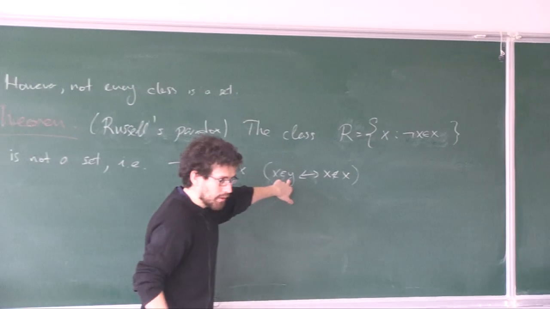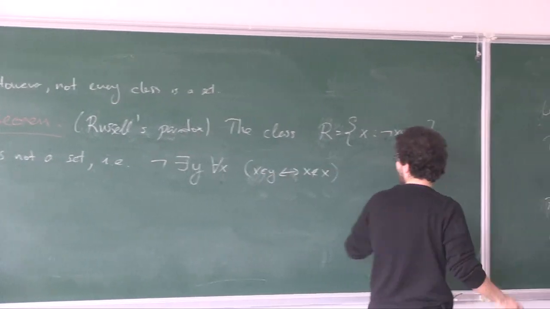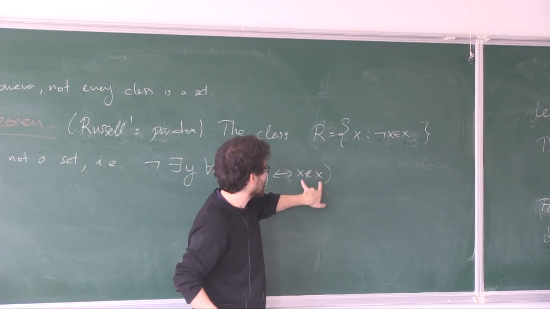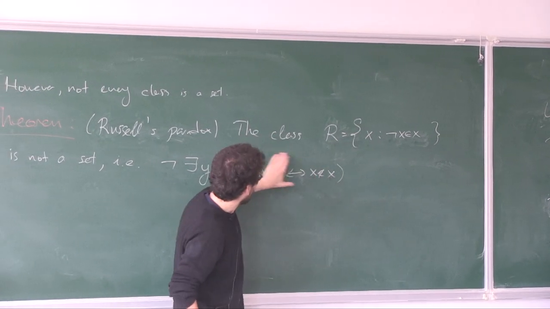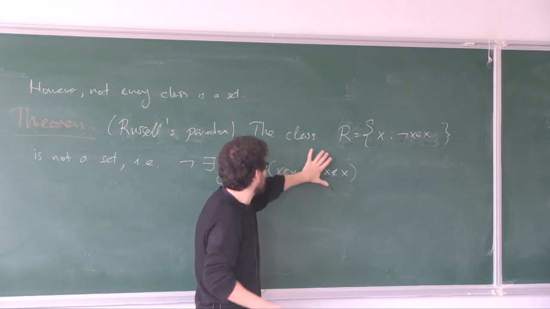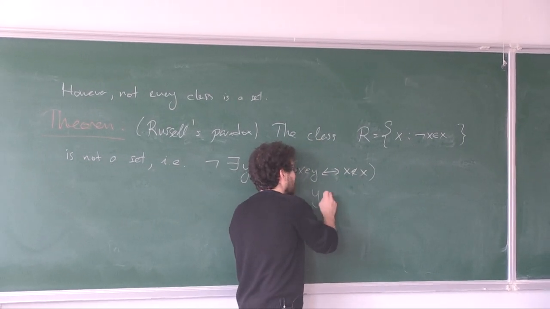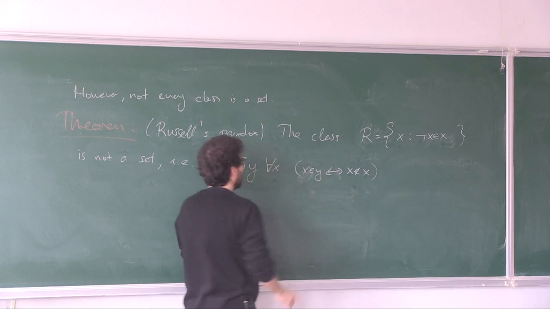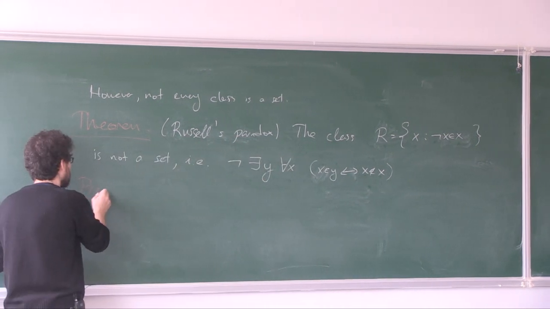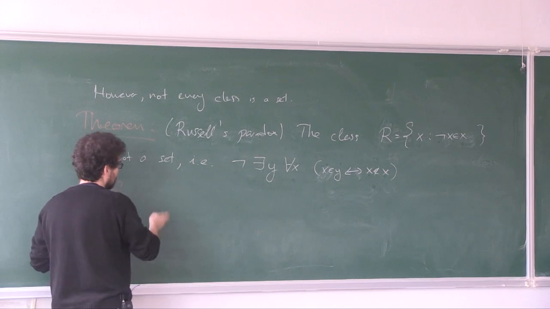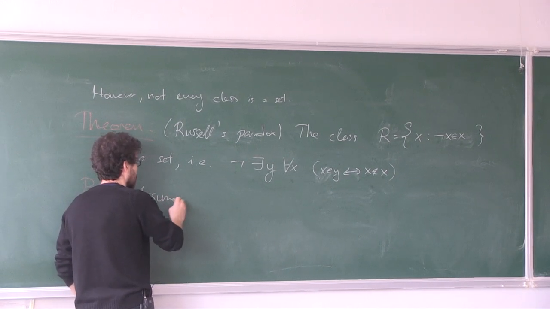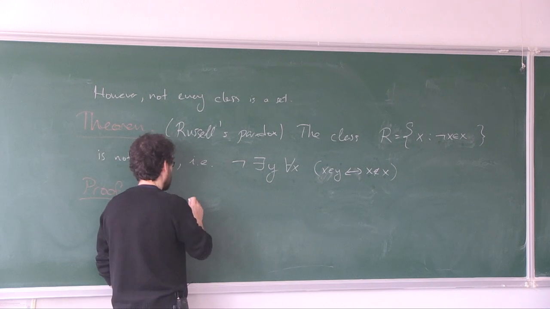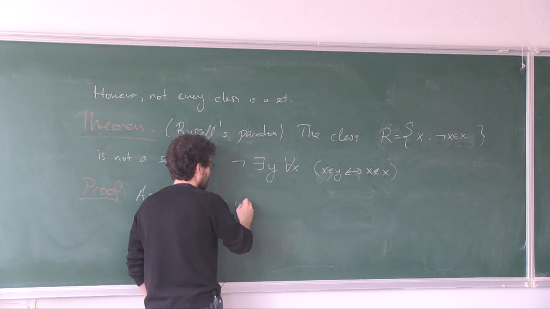The set Y is also a class defined by the formula x belongs to Y. Russell's class is defined by this. So writing this is the same as saying the set Y equals the Russell class R. Now we're going to prove that this is false. The proof is easy. We're going to do it by contradiction. Assume to the contrary that this is not true.